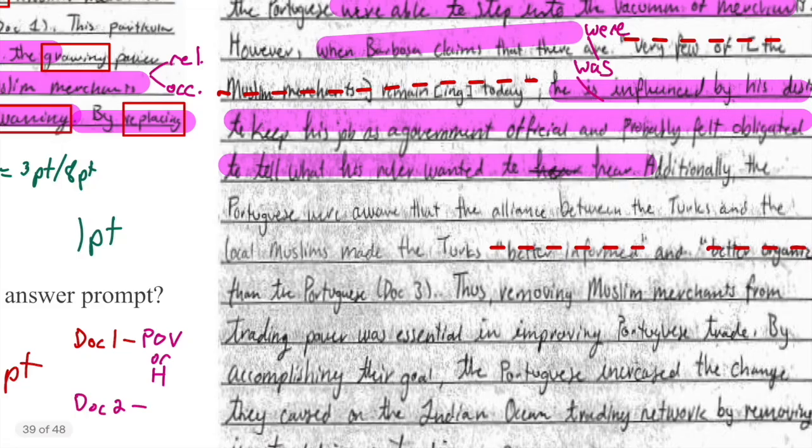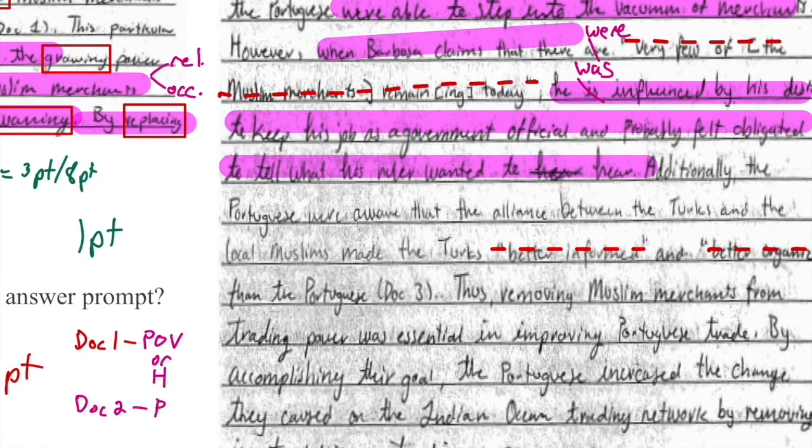Point of view. He wants to keep his job, and he's writing very flattering things about Portugal to his boss. So you could do his point of view as a government official, or the intended audience being the ruler of Portugal. He wants to be on his good side. So we've done document 1 content, document 2 content, and document 1 HIP and document 2 HIP. Still at 0 points. Let's keep reading.